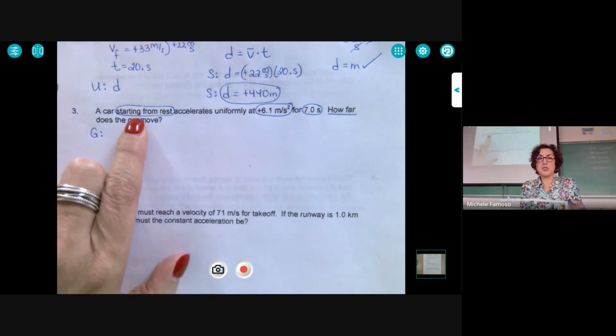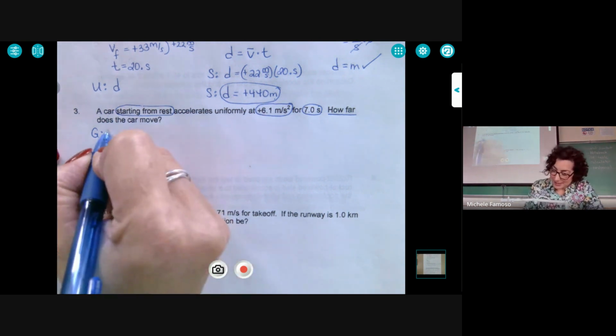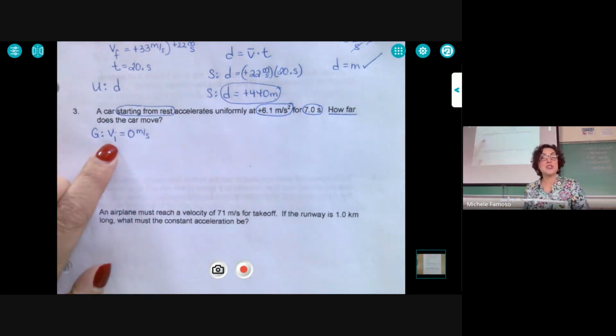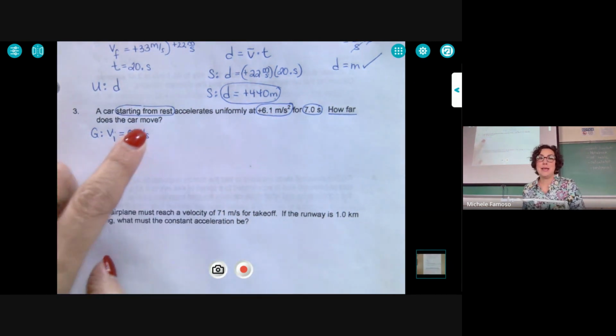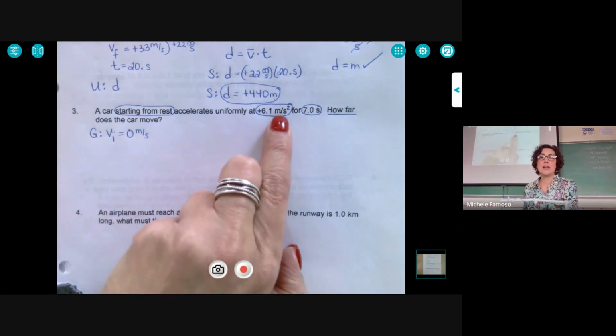Any idea what starting from rest is telling you as a measurement for my list? Think about it. When you start from rest, Grace, what do you think? It's 0. Which velocity? The initial velocity, vi, is 0 meters per second. This is your starting velocity. And when you're at rest, your velocity is 0. Okay.